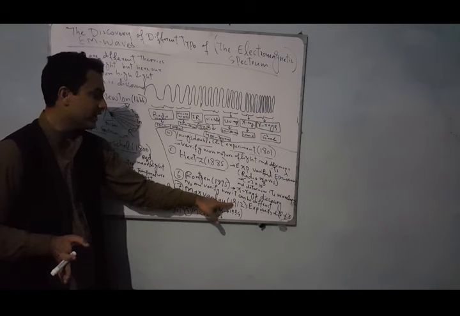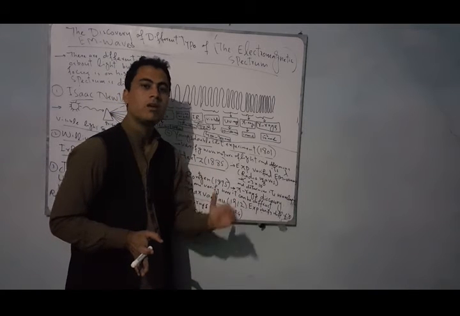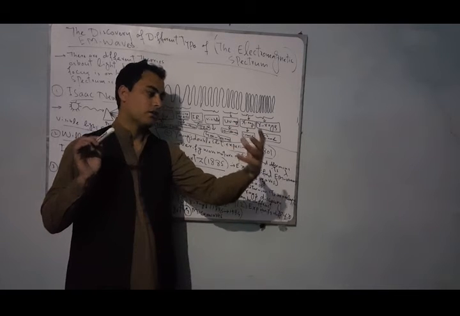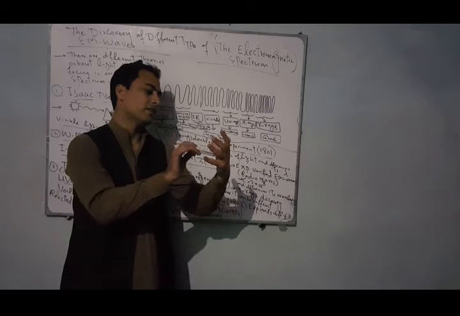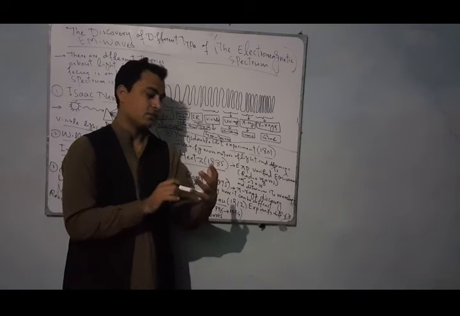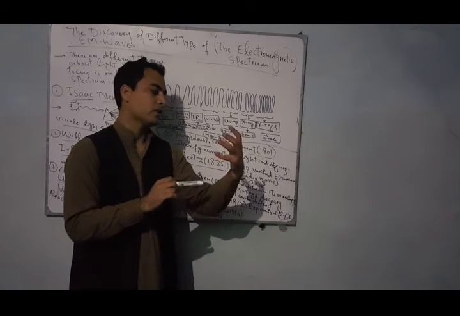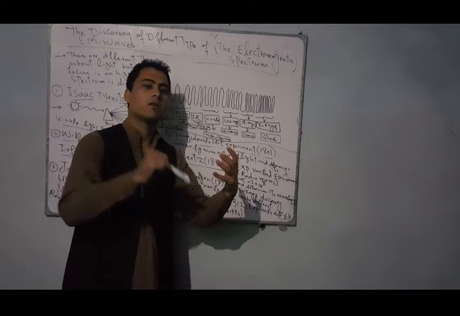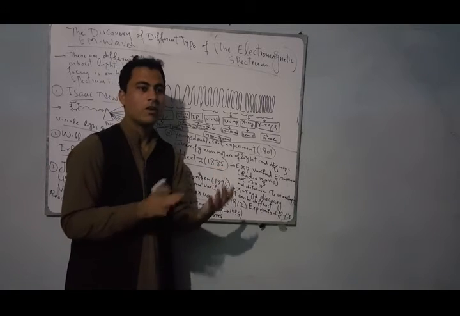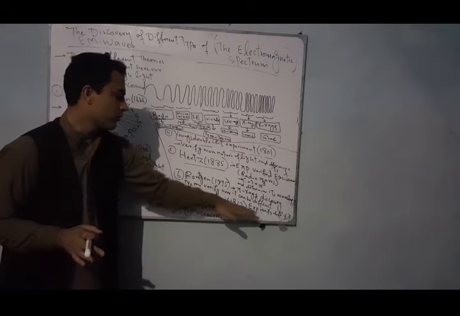For that, in 1912, Max von Laue came and showed experimentally how X-rays can be diffracted. He took a crystal and passed X-rays through it. He observed that X-rays are diffracted by the crystal because the interatomic spacing in the crystal structure is of the order of the wavelength of the X-rays, which is of the order of an angstrom, roughly 0.1 nanometer. From there, he experimentally verified the diffraction effect produced by X-rays.